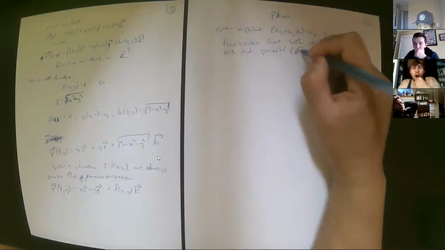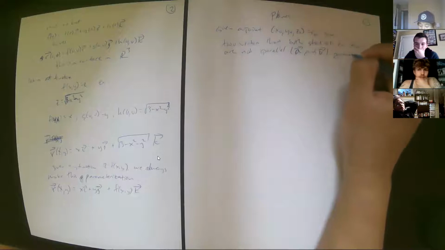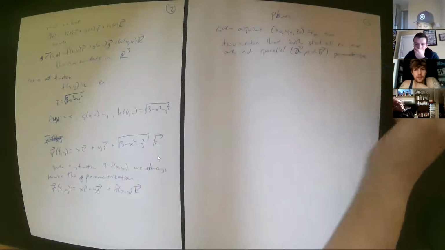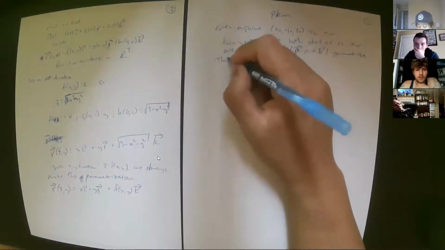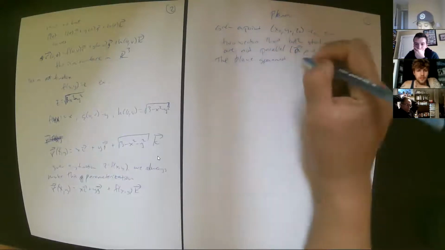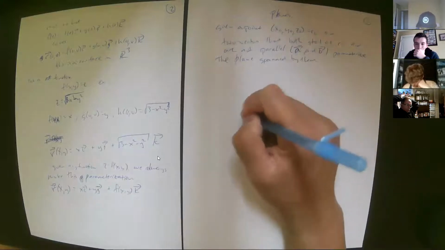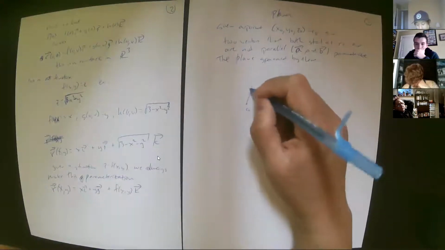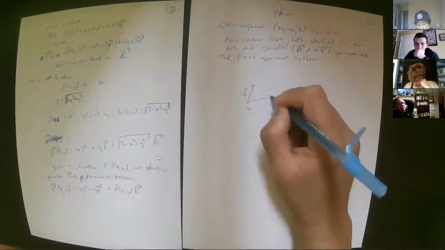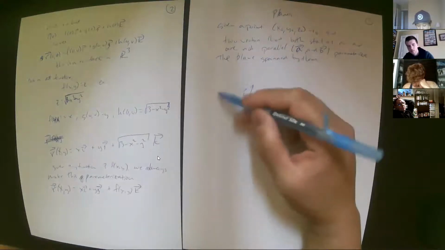We'll call these A and B. Parameterize the plane spanned by them. Okay, so how do we draw this? I've got a point here. This is R0 right here. I've got A, it goes this way. I've got B, it goes that way. And I want to parameterize this plane. That's this whole thing.